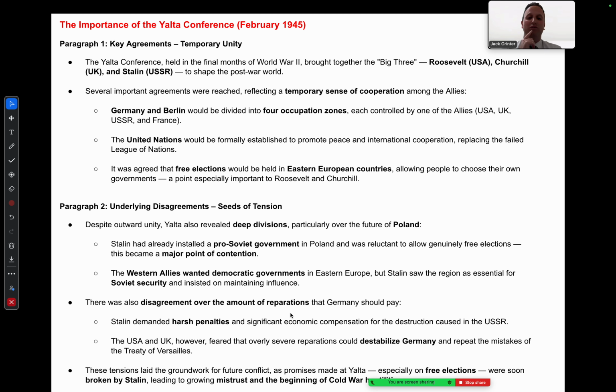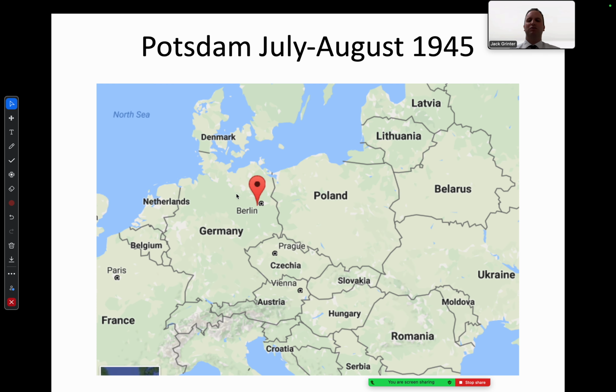They couldn't agree over how much reparations Germany should pay. Stalin wanted the harsh amount. He believed that they'd suffered a lot economically. They want compensation for that. But the USA and the UK, they remember the Treaty of Versailles, and you might know about that already, and how if you inflict severe reparations on a country, it can lead to a country being destabilised, and it can lead to what we see actually led to a Second World War, didn't it? Okay, so that's the way I'd do it.